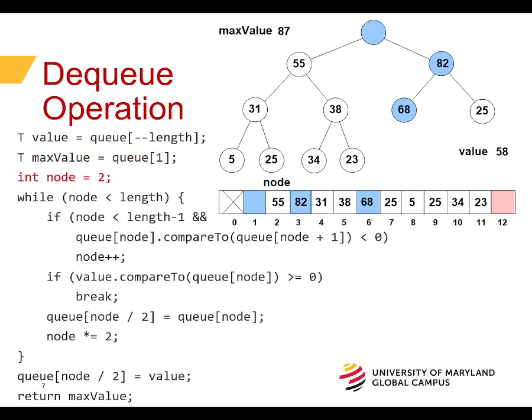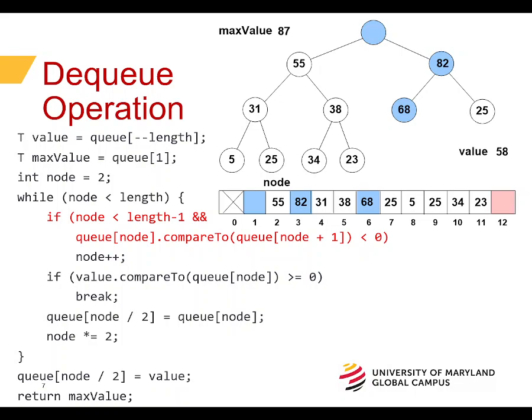We initialize node to 2 so that it refers to the left child of the root. The while condition tests whether node is less than length. This condition is a check whether node refers to a node in the tree. Initially, it is true.